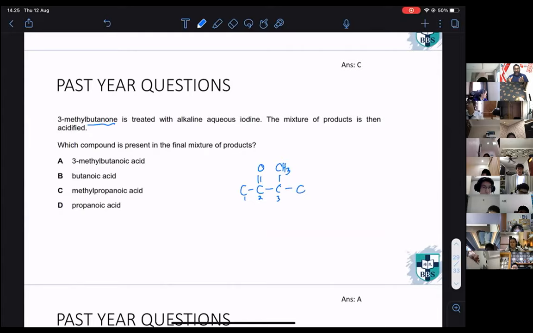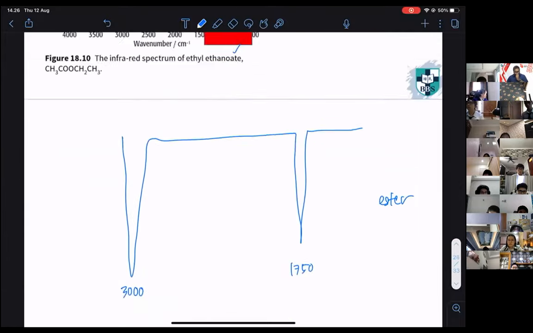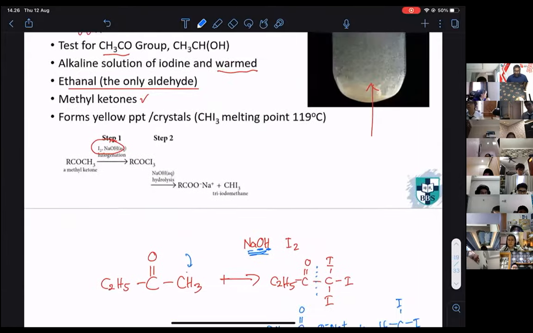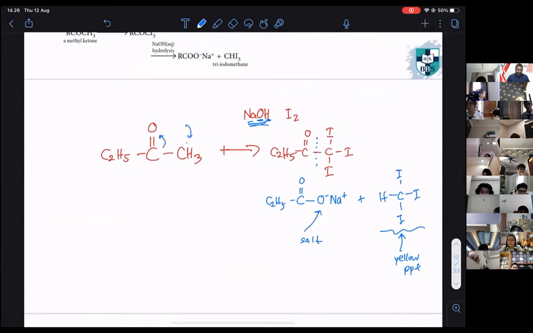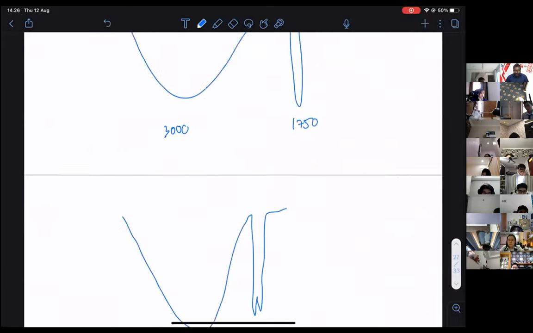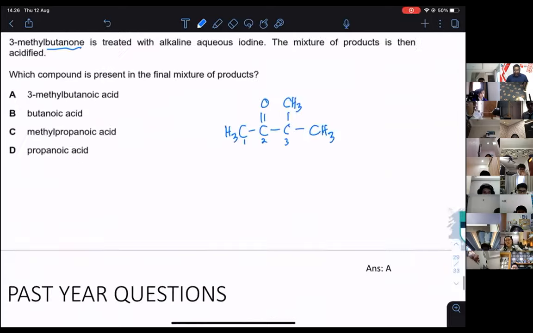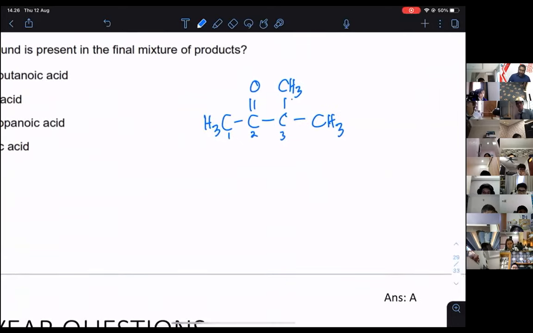Now, a common mistake is looking at the wrong CH3 when you want to react with the triiodomethane. Do remember, it will react with the CH3 next to the carbon double bond O. So this CH3. Some students take the wrong CH3 and then couldn't get the answer. So not this CH3; you take this CH3. What actually happens here is this CH3 will become CI3, like what we did just now. Please remember.